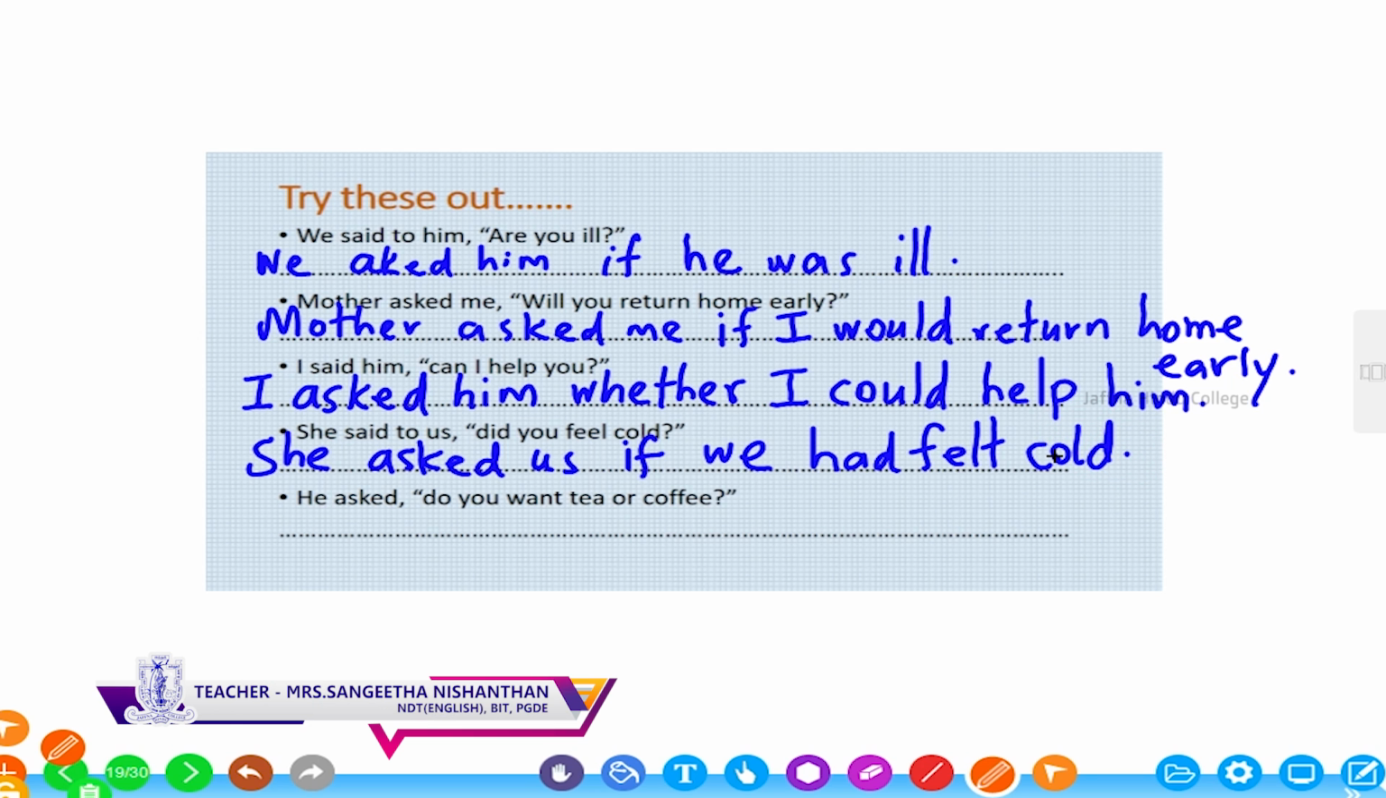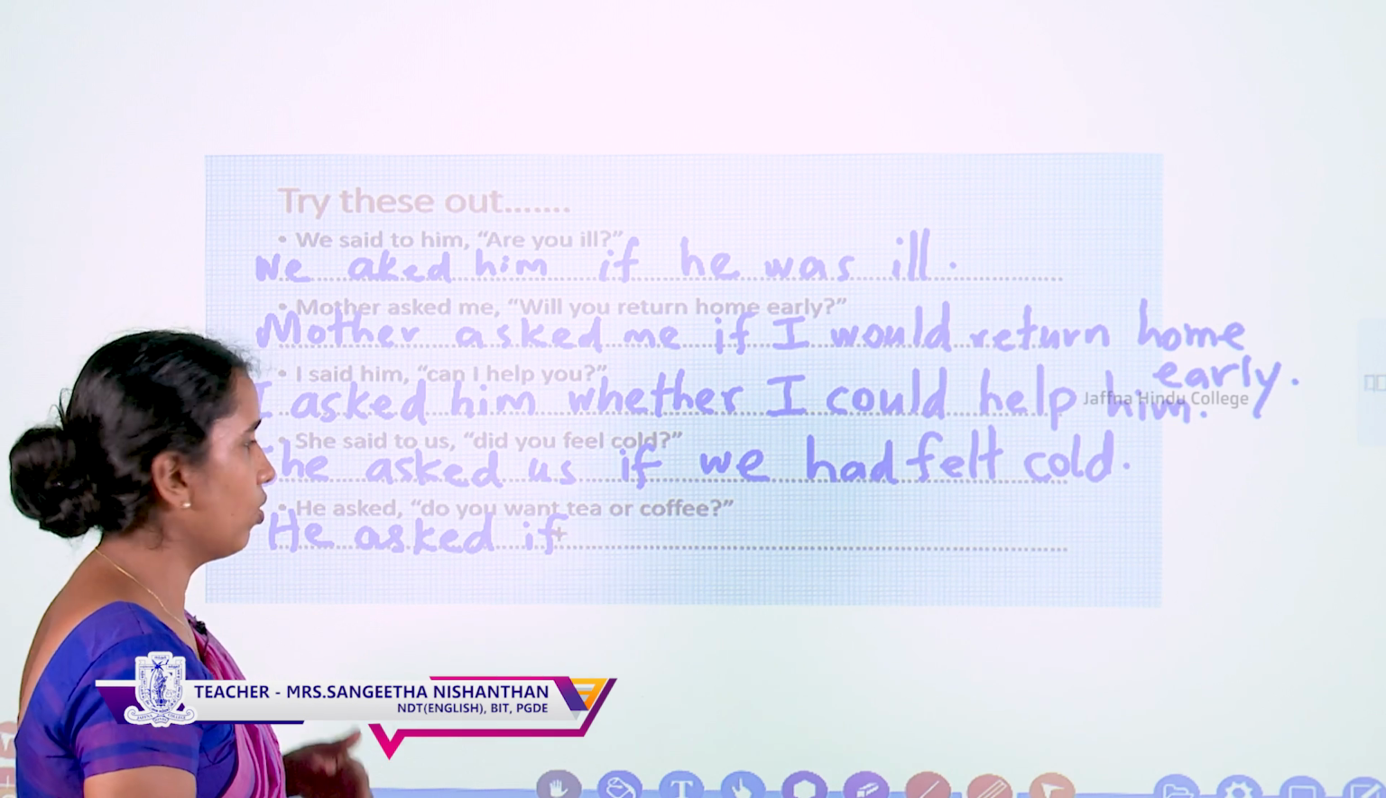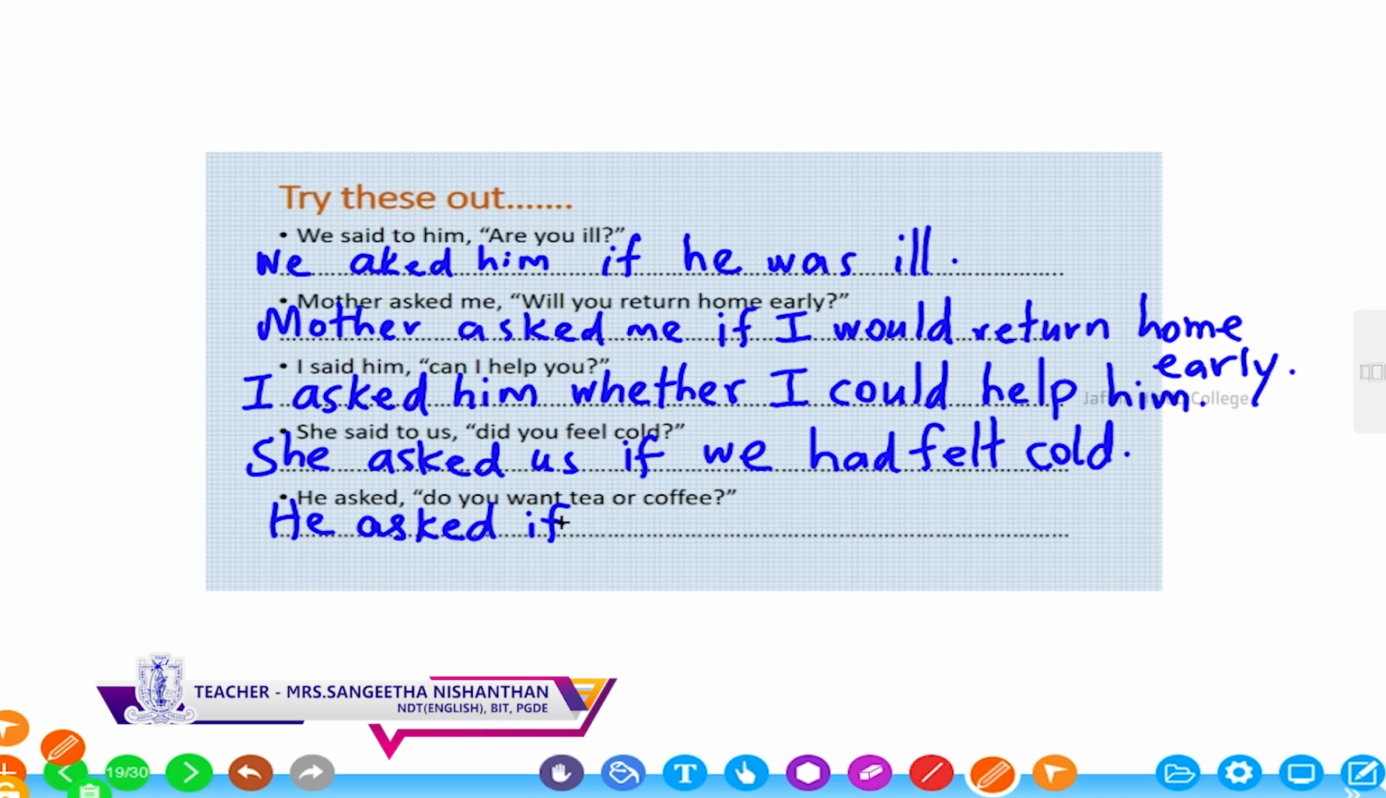The last one. He asked, do you want tea or coffee? This is a choice question. So as usual, he asked if. Imagine that he asked towards me, so the you changed as I. The do goes after the subject and joins with the verb want. The past of want is wanted. If I wanted tea or coffee.